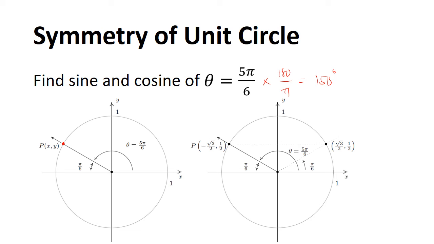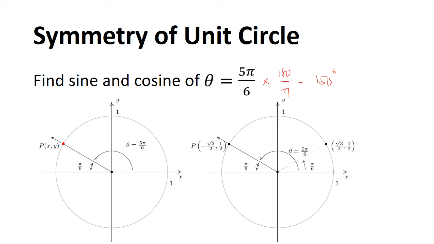Kasi sa circle naman, yung point ng 5 pi over 6 at saka yung point ng pi over 6 dito sa quadrant 1, okay, ay parehas lang ng height or parehas lang ng y value. And actually, parehas lang din sila ng x value. However, magkaiba nga lang sila ng direction and magkaiba sila ng quadrant. Kaya magne-negative lang.